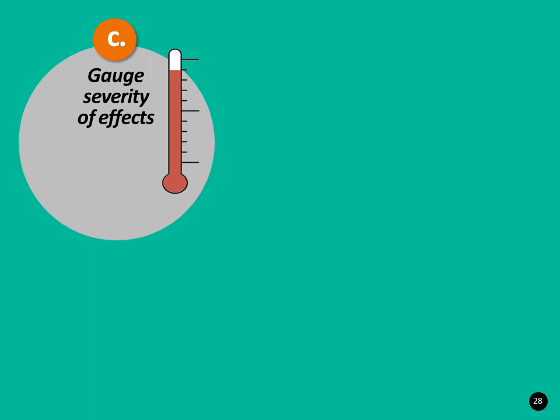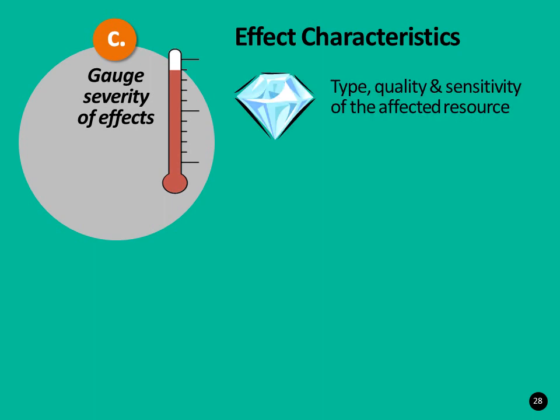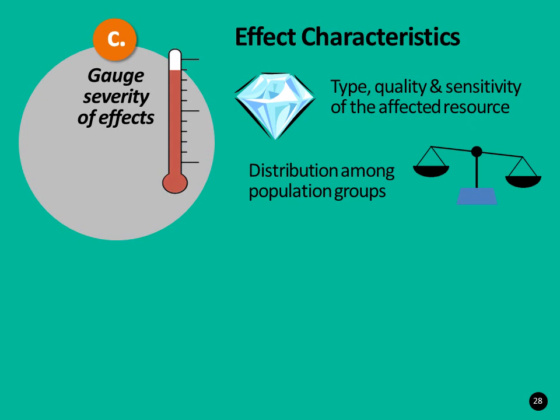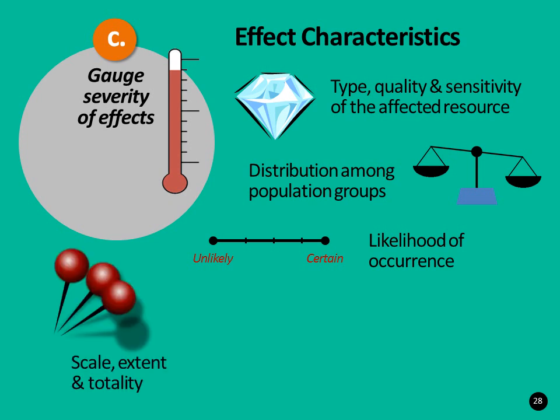Task C, the final task in assessing project effects, is to gauge the severity of the potential effects that were identified in Task B. Consider the characteristics of the potential land use changes, including their relationship to the community context. The type, quality, and sensitivity of the affected landscape and its significance to the community are important. Determine if a potential land use change would disproportionately affect a vulnerable population. Contemplate the possibility of the land use change actually taking place and if it's likely to happen even if the project were not built. Consider the scale and extent of the potential changes and its cumulative impact when combined with other effects on the community.